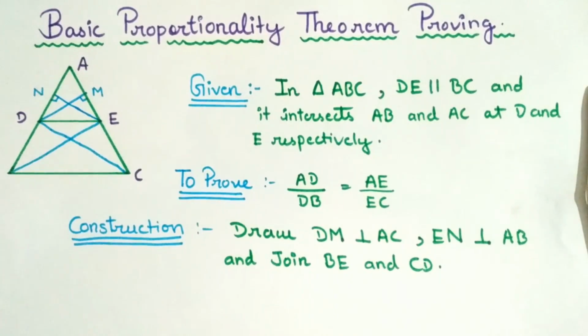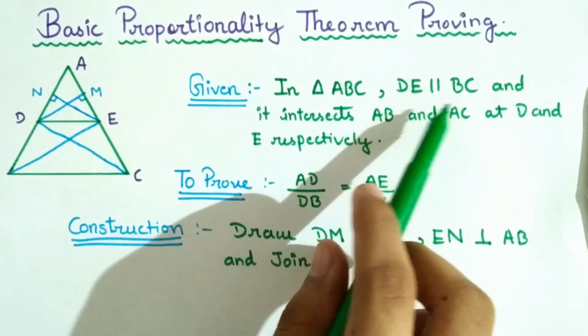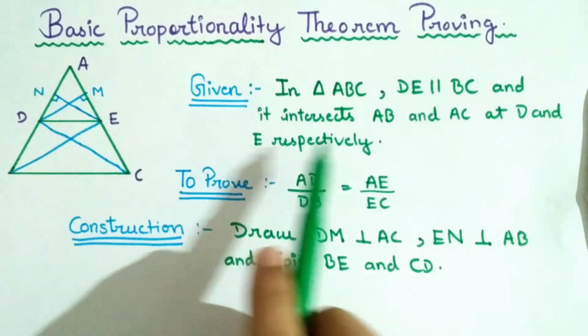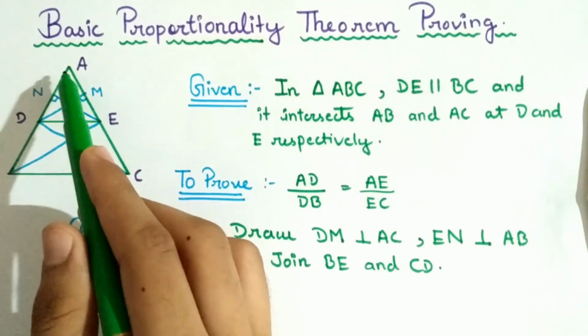Now guys, let's start the proving. First of all, let's see what is given here. We are given that in triangle ABC, DE is parallel to BC and it intersects AB and AC at D and E respectively. Means we are given a triangle.